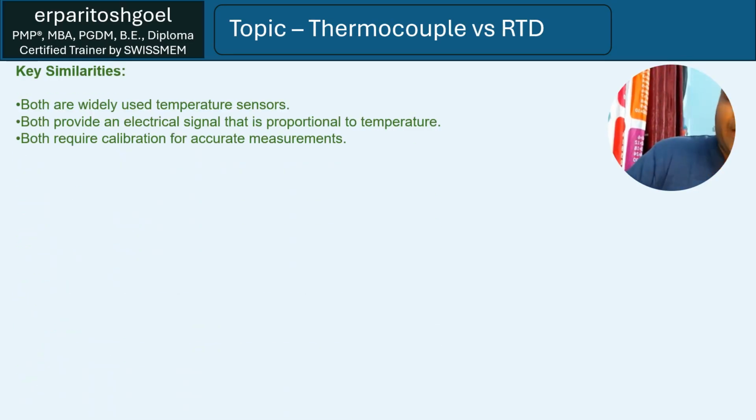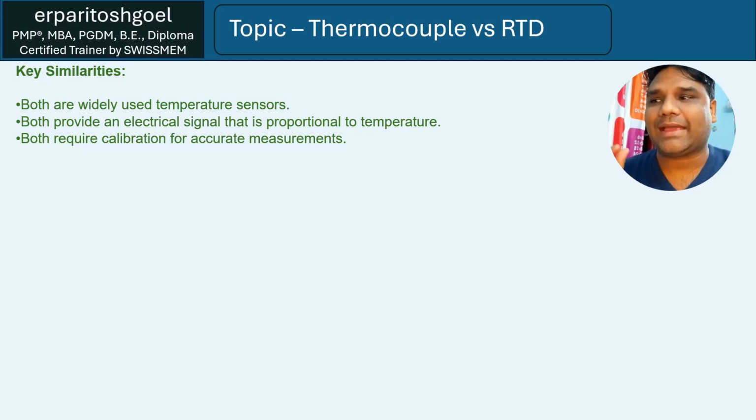So having compared the basic features, now there are certain key similarities also in thermocouple and RTD. One is very common: both are temperature sensors, and both provide electrical signals proportional to the temperature. Although that electrical signal is different in the case of a thermocouple, which is millivolt, and in an RTD it is change in resistance. But both are electrical signals. Then both require calibration for accurate measurements.